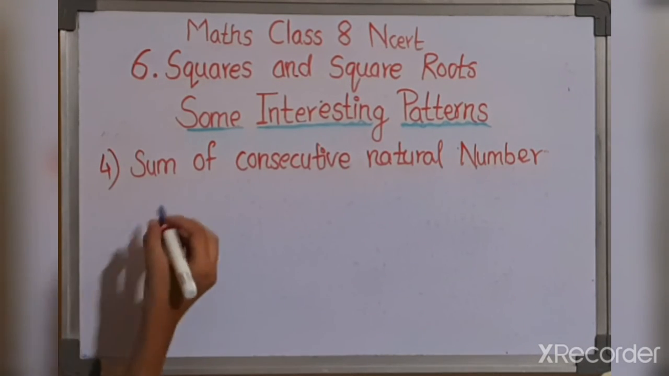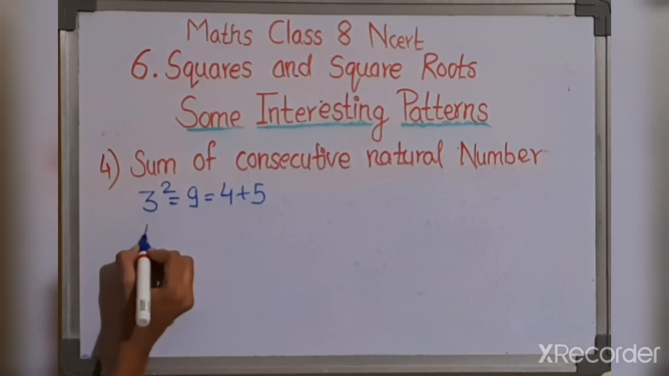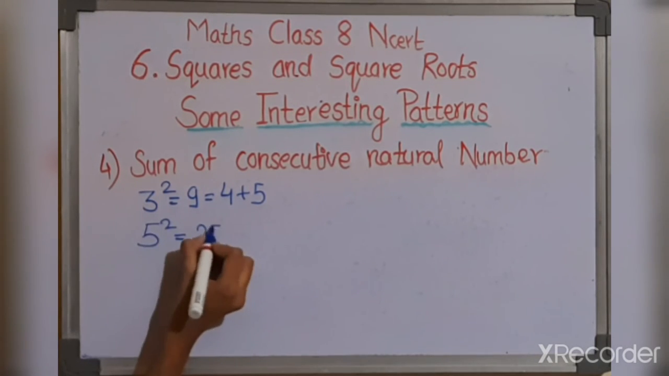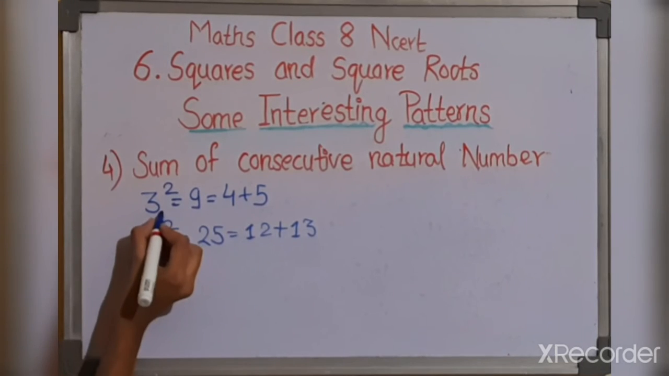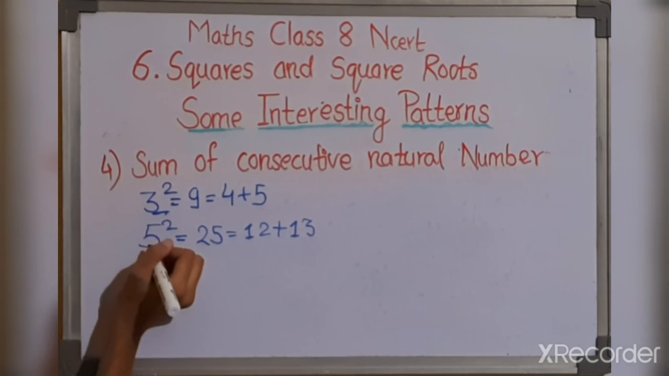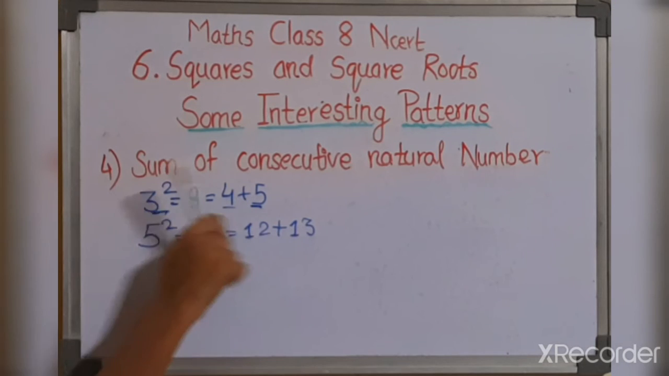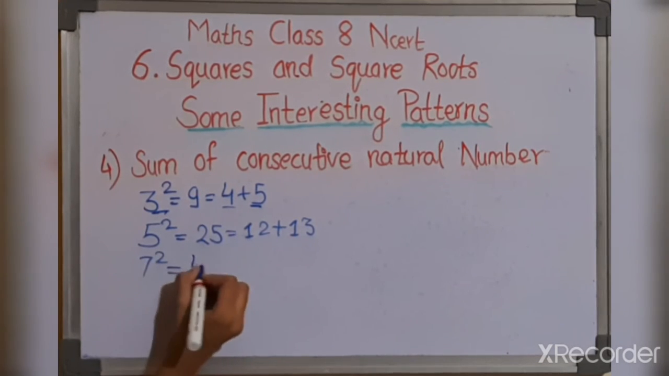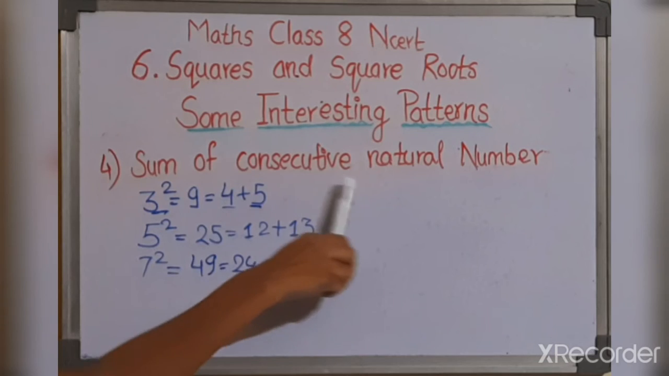Consider the following. 3 square is equal to 9, which is equal to 4 plus 5. Next is 5 square. 5 square is equal to 25, which is equal to 12 plus 13. Here we see that we can express the square of any odd number as the sum of two consecutive positive integers. Consecutive means they come one after another. Here that is 12, 13, 4, 5. Now next is 7 square, that is 49. Here 24 plus 25. Now this was all about the sum of consecutive natural numbers.